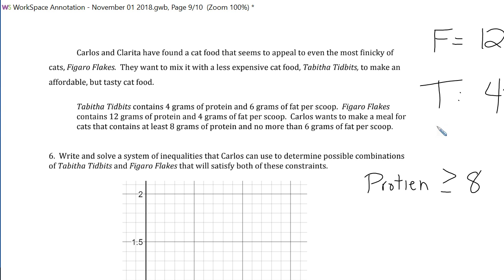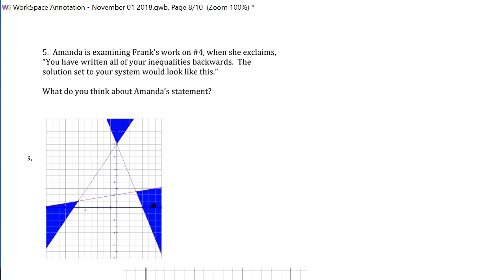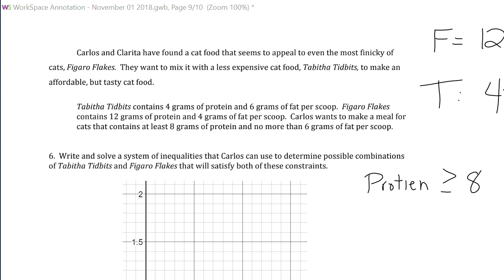So let's let F be a scoop of Figaro and T be a scoop of Tabitha. So if you do, it's 8 grams of protein for every scoop. No. I did that completely wrong. Remix. It is 12 grams of protein for every scoop of Figaro, and it is 4 grams of protein for every scoop of Tabitha, and that's got to be greater than or equal to 8.